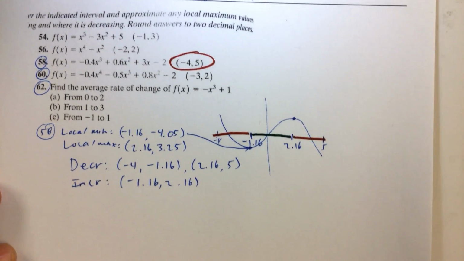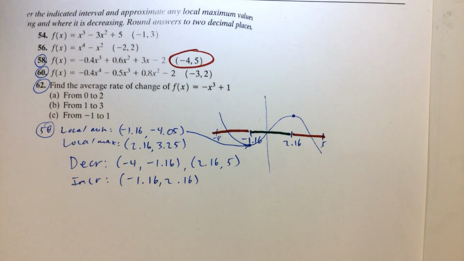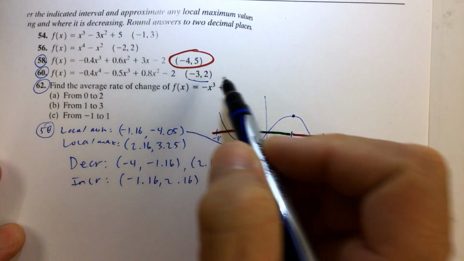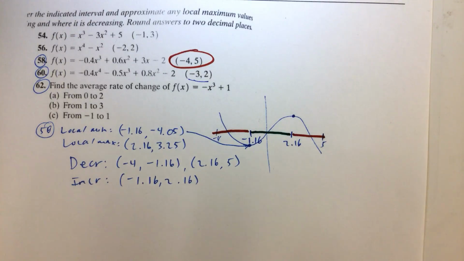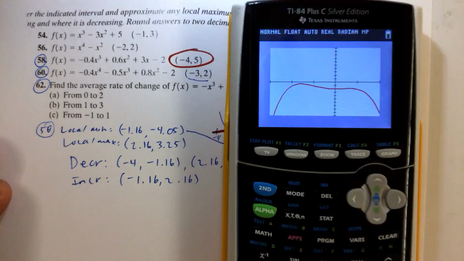I would urge you to try number 60 on your own after seeing number 58. They're virtually identical. So I'm going to go ahead and pause the video, and I'd like you to do the same. And I'm going to type in my function, and I'm also going to specify the interval from -3 to 2. I'm going to change my window so I can see just what I need to see.